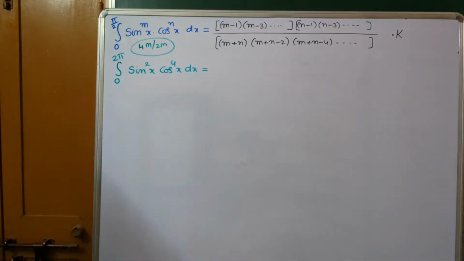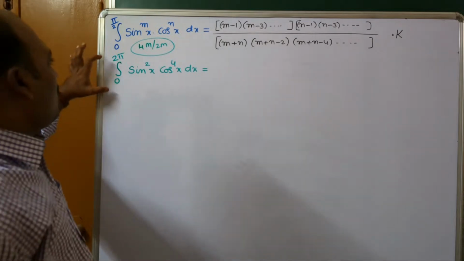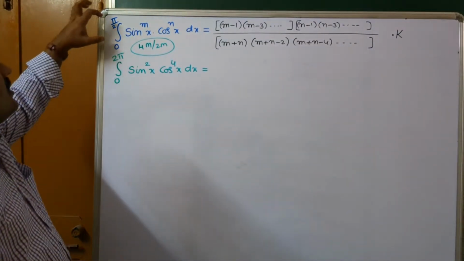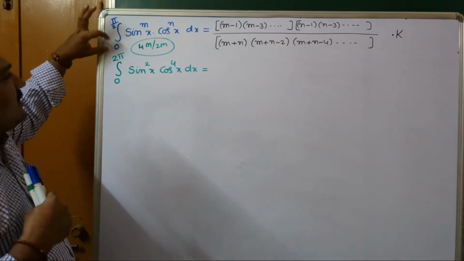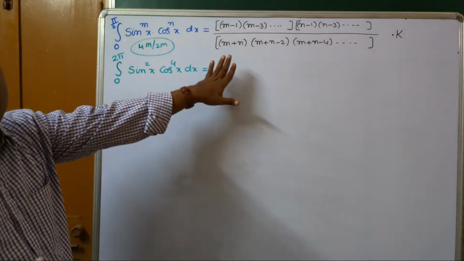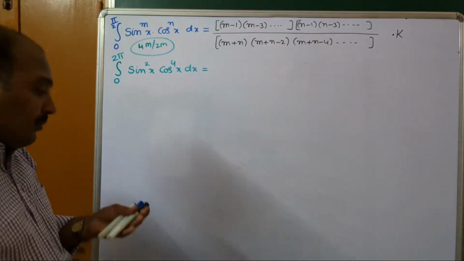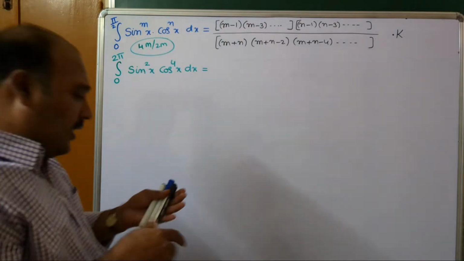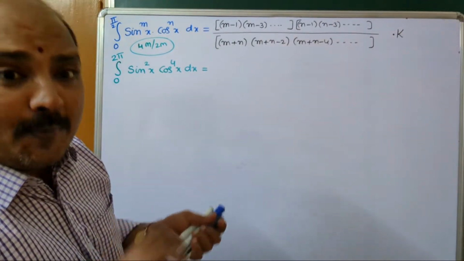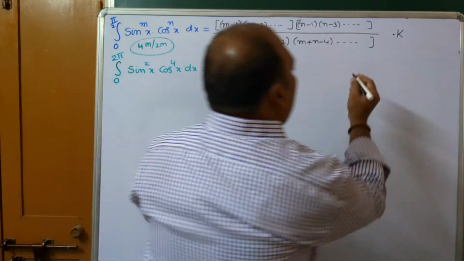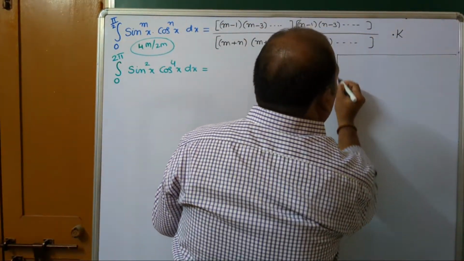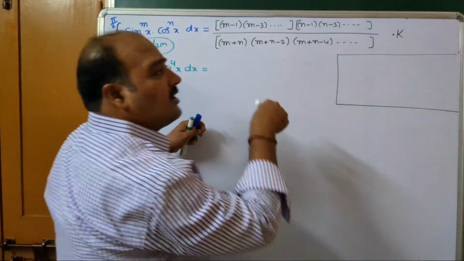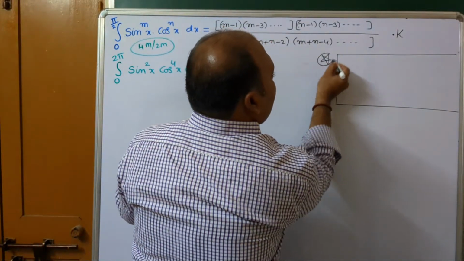So first, whenever 0 to 2 pi is there, I have to compulsorily get 0 to pi by 2 to apply this formula. Otherwise we cannot apply it. Before that, when 0 to 2 pi is there, we use formulas and properties. One property in definite integration is there. While solving this question, you should compulsorily write this property, dear students.